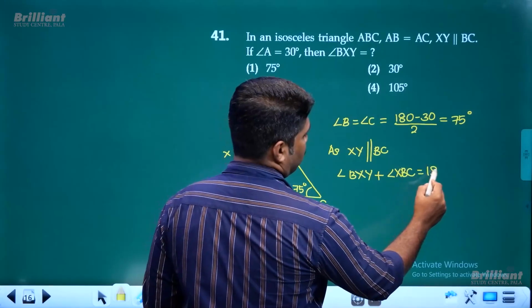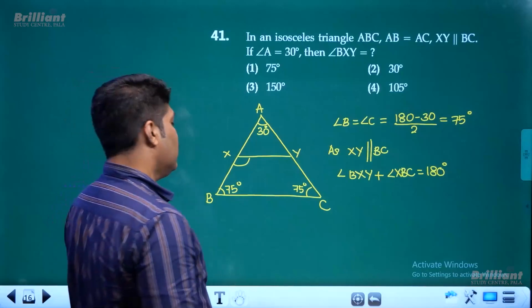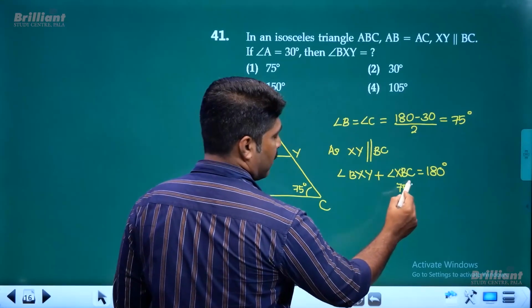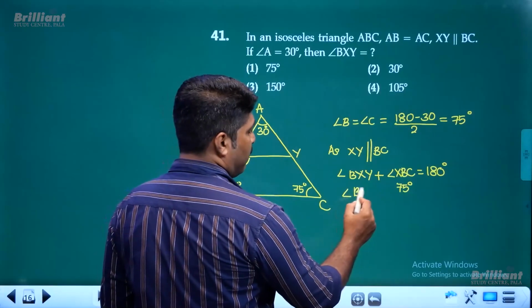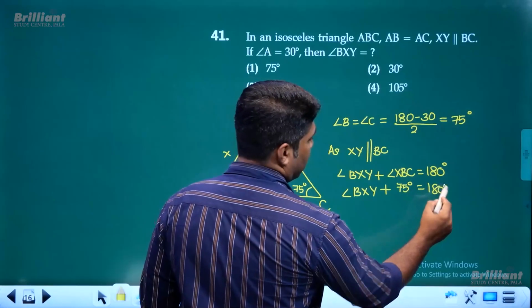So that's equal to 180 degrees. That means they are supplementary. This angle is equal to 75 degrees. We know that this is 75 degrees. So that means angle BXY plus 75 degrees is equal to 180 degrees.